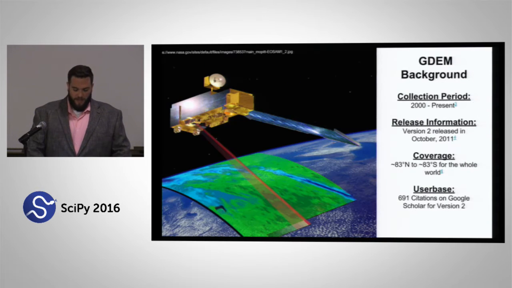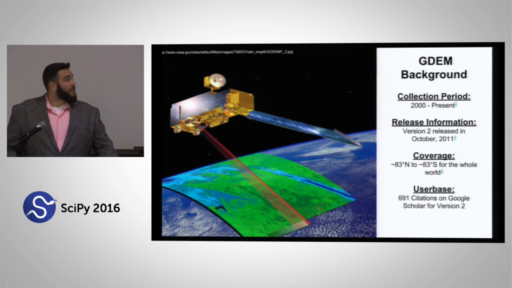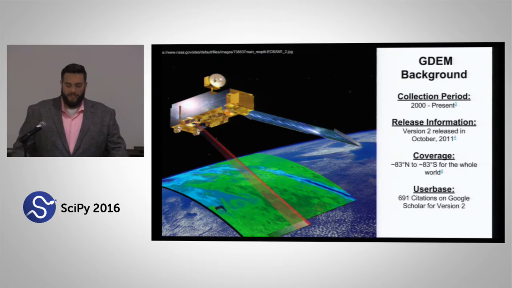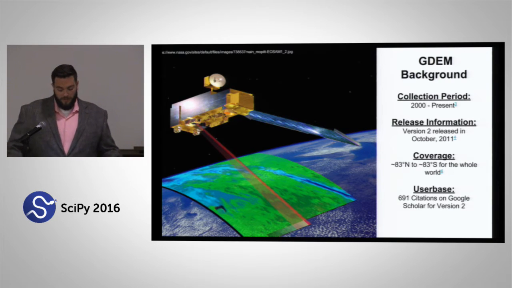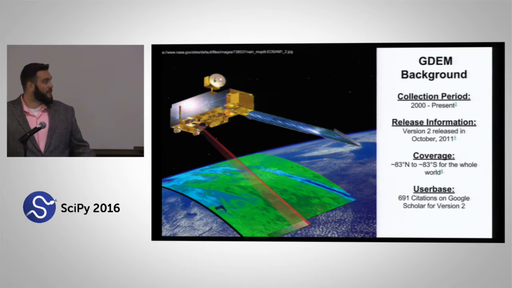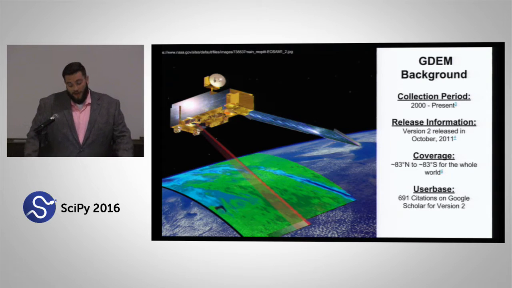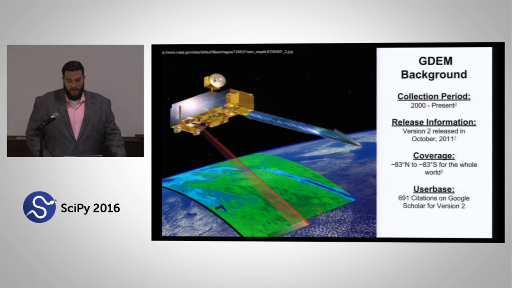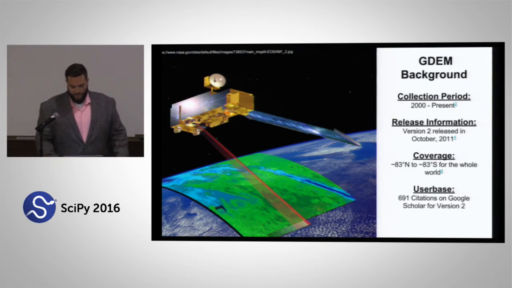The other data set we're looking at is GDEM, which is from ASTER, which is aboard the EOS satellite. Version 2 was released in October 2011, and it has improved coverage, about 99% of the world from 83 north to 83 south, approximately. It has over 691 citations on Google Scholar. So both of these are really commonly used, very popular data sets for research all over.